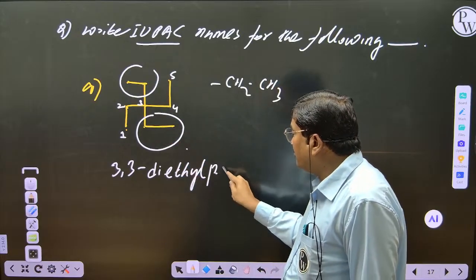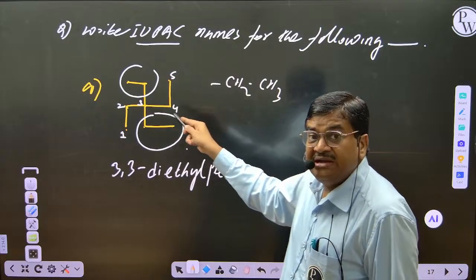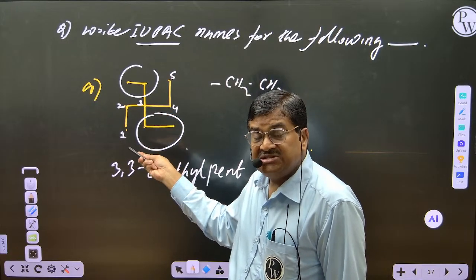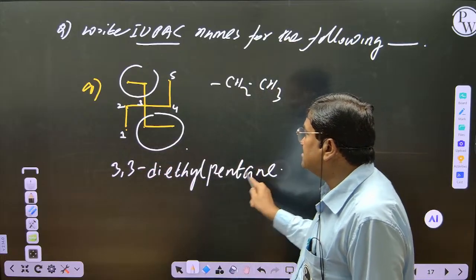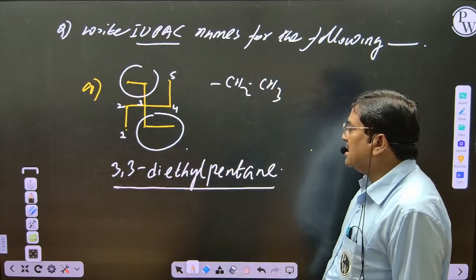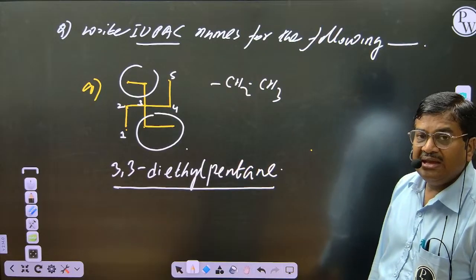Pent, word root followed by suffix. Is it saturated or unsaturated? If it is saturated, we add what? Ane. So we add pentane. This is the IUPAC name: 3,3-diethylpentane.